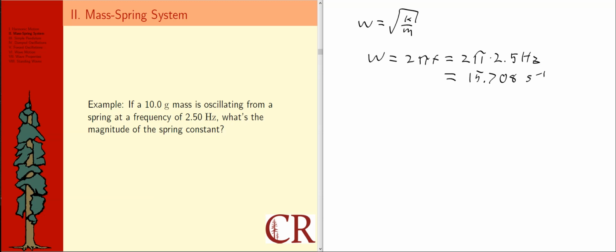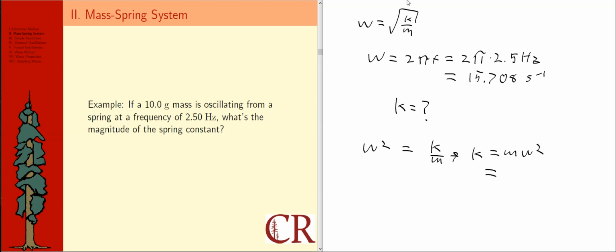And then the thing that we're being asked for here is the spring constant, right? The question we're looking at is k is equal to what? So if I look at this original formula here, and if I square both sides, I would get omega squared is equal to k over m. Now if I multiply both sides of that by mass, I get k is equal to mass times omega squared.